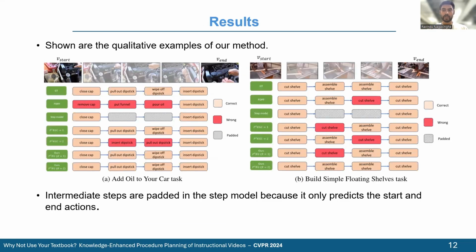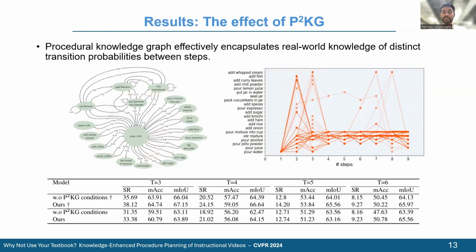At inference time, we provide only the initial and goal visual states of the task, where it first predicts the first and last steps using the step model and uses them to query the graph to obtain procedure knowledge graph conditions, which in turn are used as conditions in the planning model. As reported from the graph conditions, the top path provides the most accurate procedure plan, but by using multiple paths, we can overcome some inaccuracies in the procedure knowledge graph, as shown in the task of building a simple floating shelf. The probabilistic procedure knowledge graph improves the performance of our proposed model significantly in all the planning horizons.